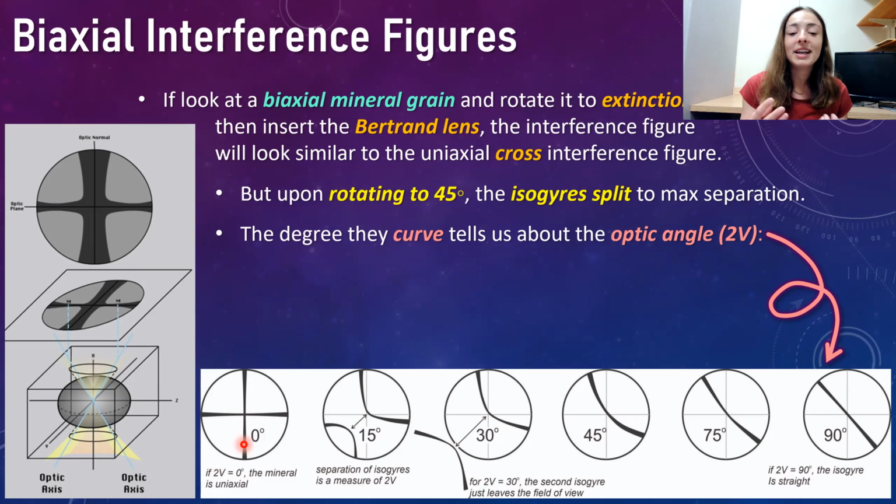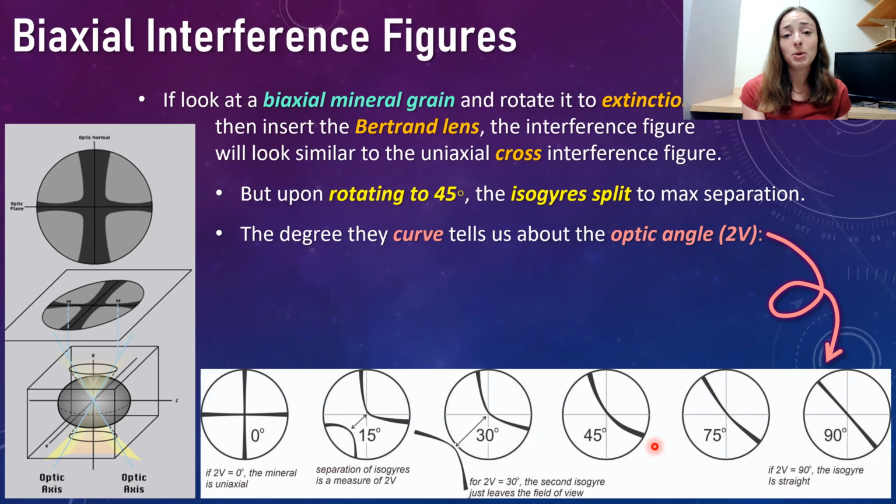So by looking at how much your isogyres split, you can tell the optic angle, your 2V angle, of your biaxial mineral. And like I said, if that angle is 0, it's uniaxial. If we see a split, but both isogyres are still in the field of view, then your 2V angle is likely small, but it's still biaxial because they split a little bit. And so we can see this in this example down here. And then if they split even more, your 2V angle is a little bit larger. In their example, it's 30 degrees. Then we can see 45.